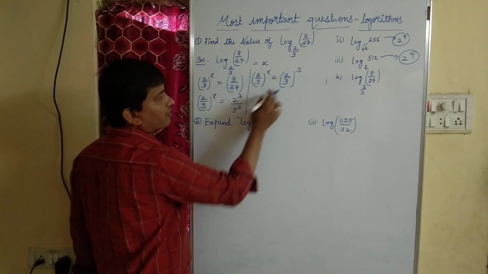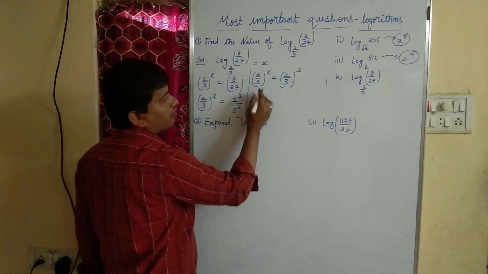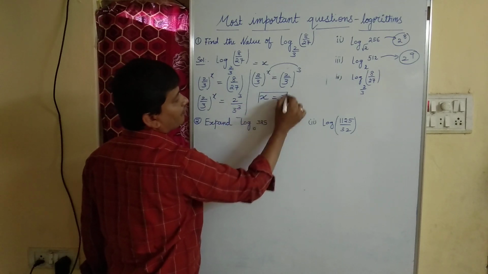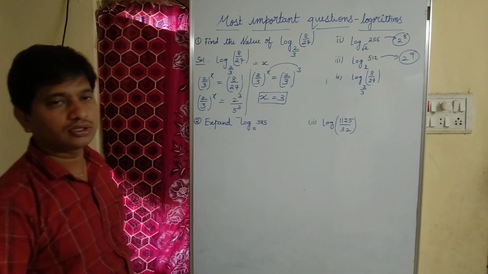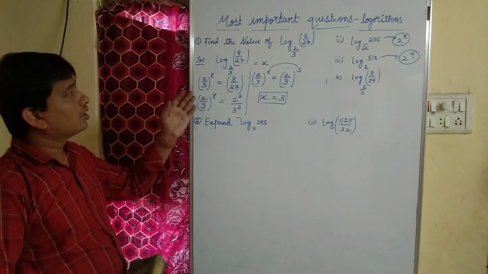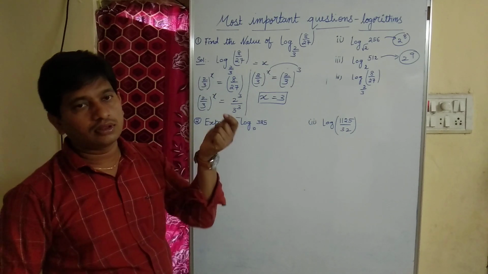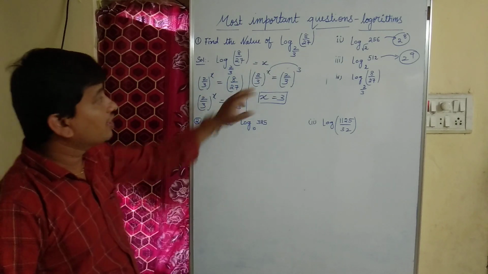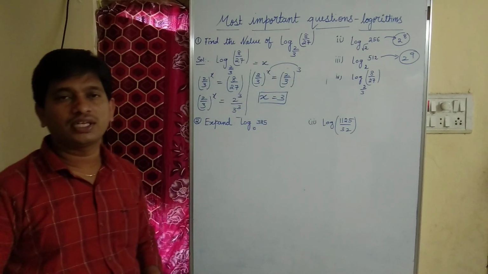Again, as bases are equal, here 2 by 3, 2 by 3. If bases are equal, power should be equated. So what is the value of x? x value is 3. Understood, children? Here no need of confusing. The same method, but here there are fractions. Even though base is also a fraction, we can do it easily.